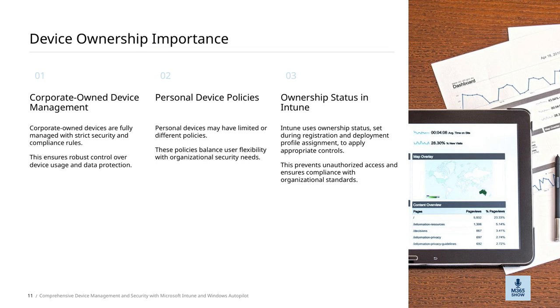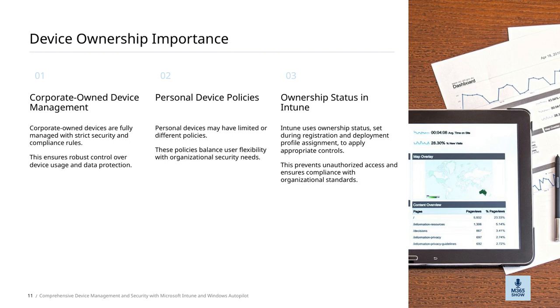When a device is registered and assigned a deployment profile, Intune sets its ownership status, either as personal or corporate-owned. This is a key step because it determines what controls and policies are applied to that device. For personal devices, the policies usually allow more flexibility for the user, but still maintain enough security to protect organizational data. These policies are designed to balance user convenience with security needs.